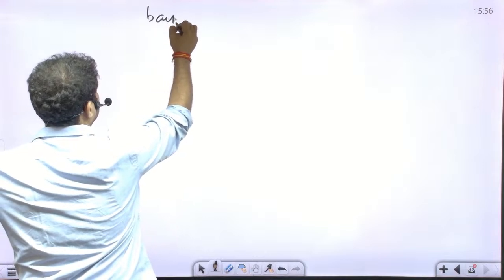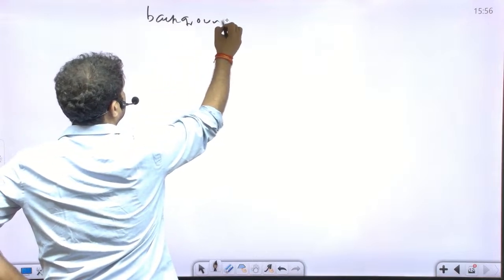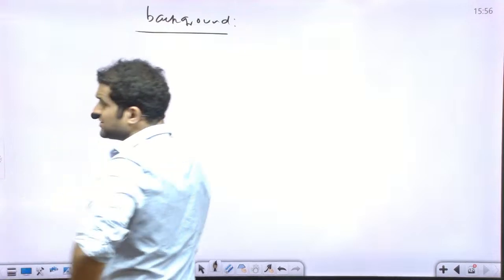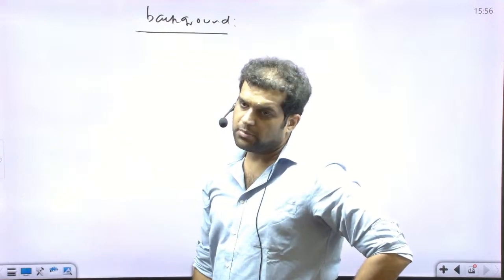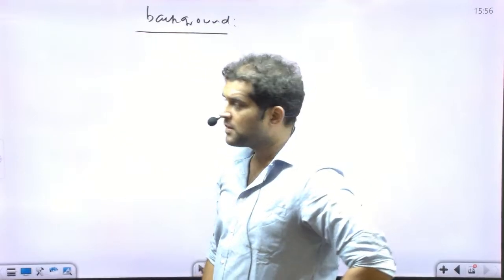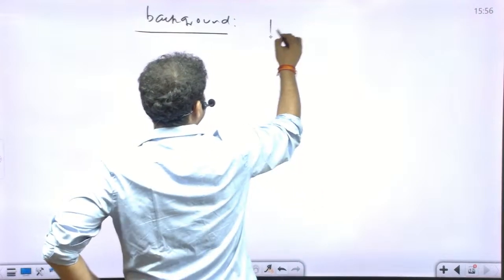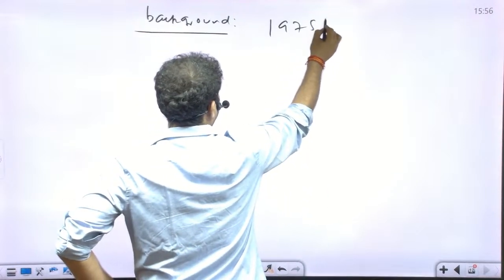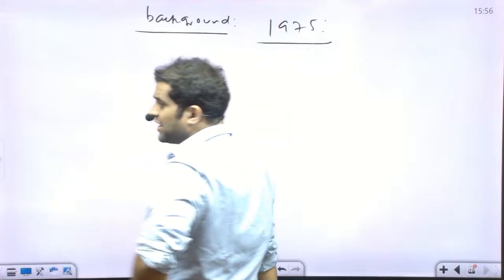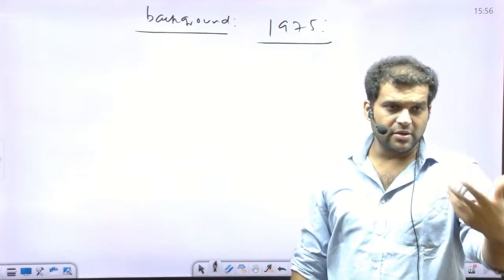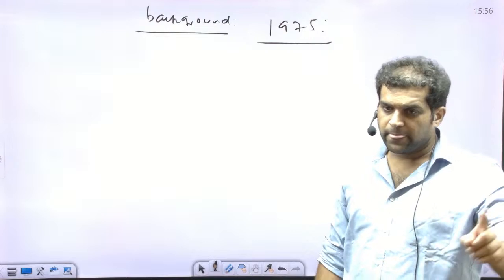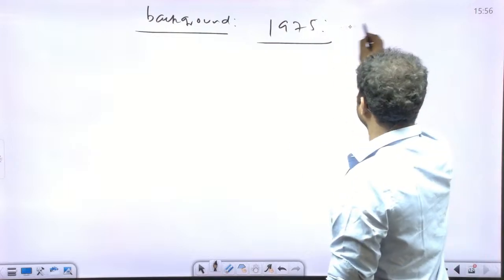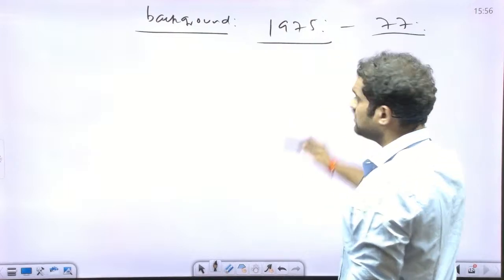Background. How did these fundamental duties come about? See, the year is 1975. Indira Gandhi and the Congress government has declared emergency in the country. Yes or no? The emergency went from 1975 to 77, right?